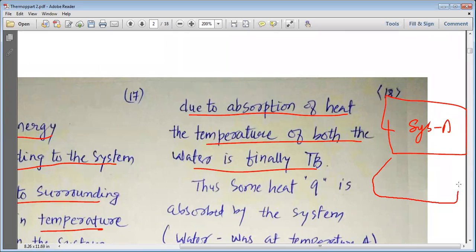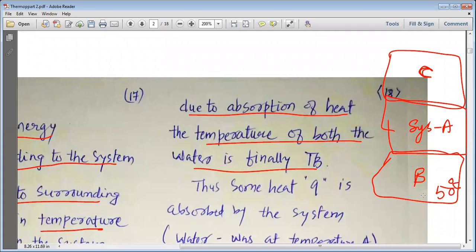Suppose you have another system B. This is your system B. And then you keep another system, that is the system C. Now remember that if you maintain the temperature of system B at 50 degrees centigrade by heating it some other way, and if the temperature of this system is, let's say, 20 degrees centigrade, and the temperature of this system is 40 degrees centigrade.